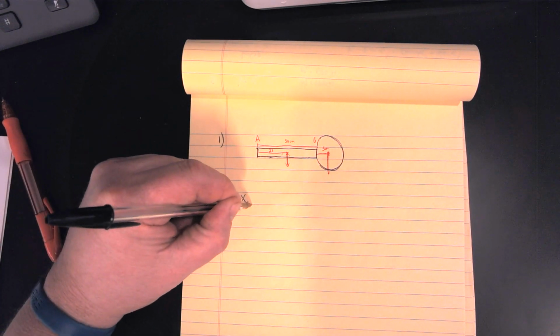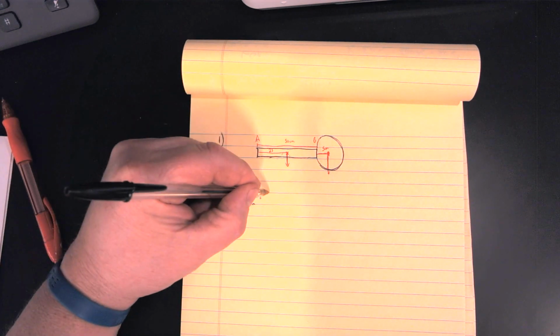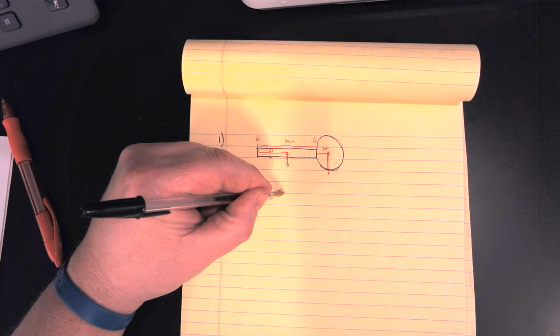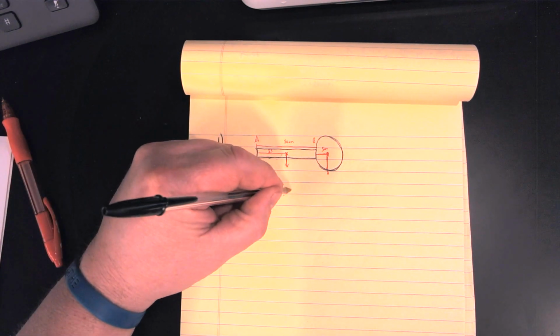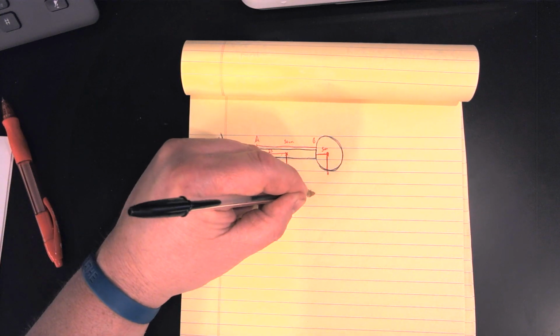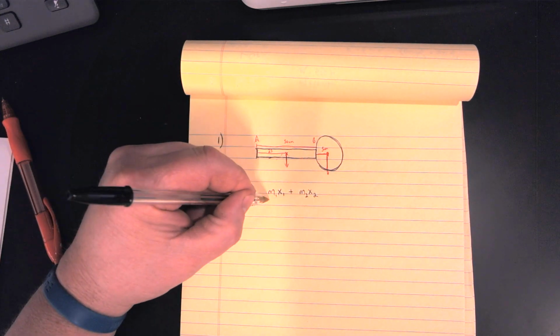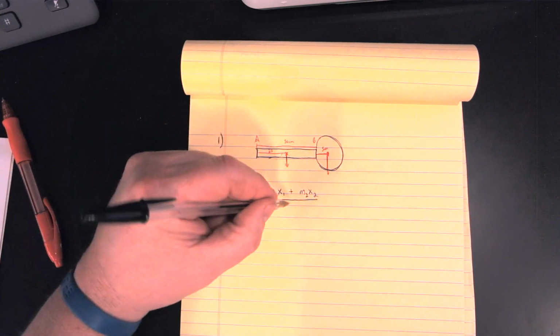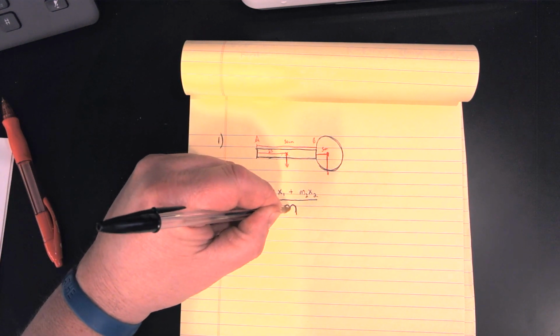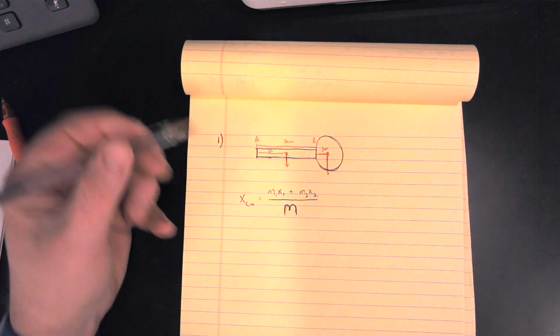So if we want to find the center of mass, the equation we're going to use says x center of mass is equal to the mass of the first object times its distance away from the reference point, plus the mass of the second object times its distance away from the reference point. Then we divide by the total mass of the system. So it's basically finding the average location of all of the masses.